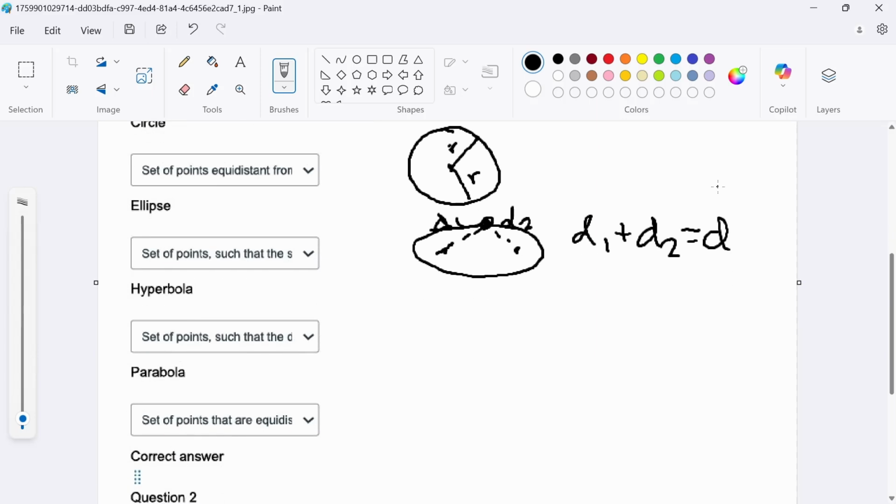And then a hyperbola is the same thing. I'll just draw one. Here are the foci of the hyperbola. If I take any point, then this is the difference of the distances from any point to the loci. They're called foci, but this is asking about locus, loci. The difference is a constant.